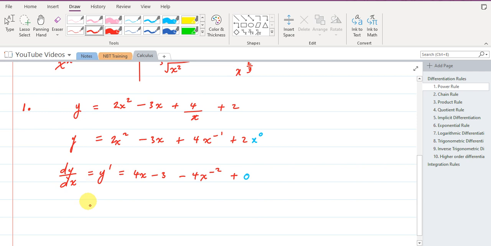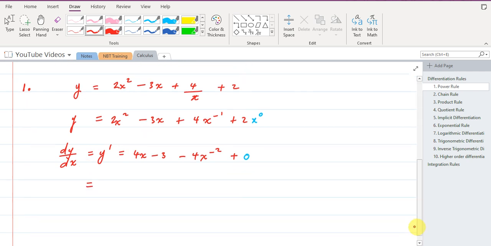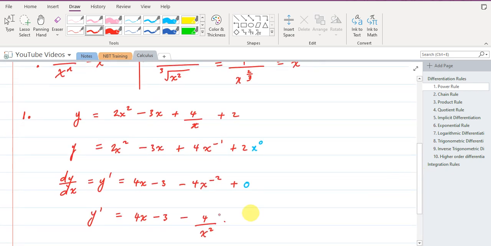Now if we write dy dx, let me just use short form notation, y prime. I hope you understand what that means. y prime means the derivative with respect to x. If I need to write it in positive exponents, it is 4x minus 3 minus 4 over x squared. That is your final answer. If the question says do not simplify, you can leave your answer in this form, which is fine.